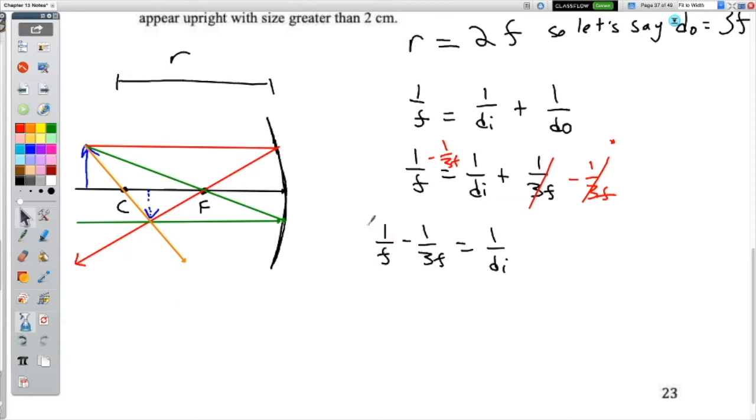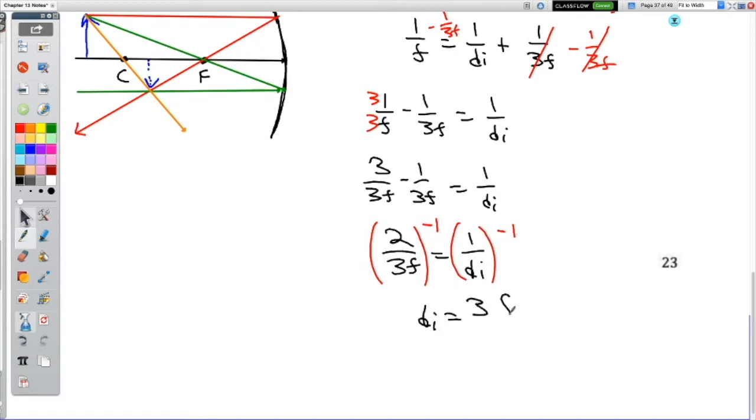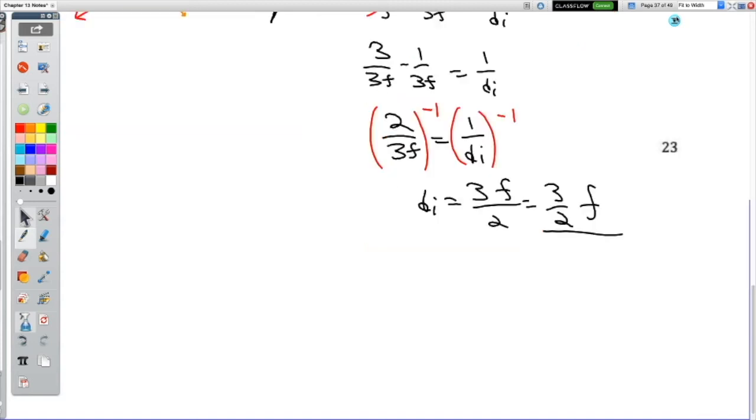The fancy 1 I see here would be 3 over 3. 3 over 3F is the same as 1 over F, because those 3's just cancel out. So we haven't changed anything, and we have 3 over 3F minus 1 over 3F equals 1 over DI. Now we are allowed to subtract those, so we have 2 over 3F equals 1 over DI. Now I can just go ahead and flip them. And what do you know? DI equals 3F over 2, or 3 over 2 F. In other words, 1.5 F.